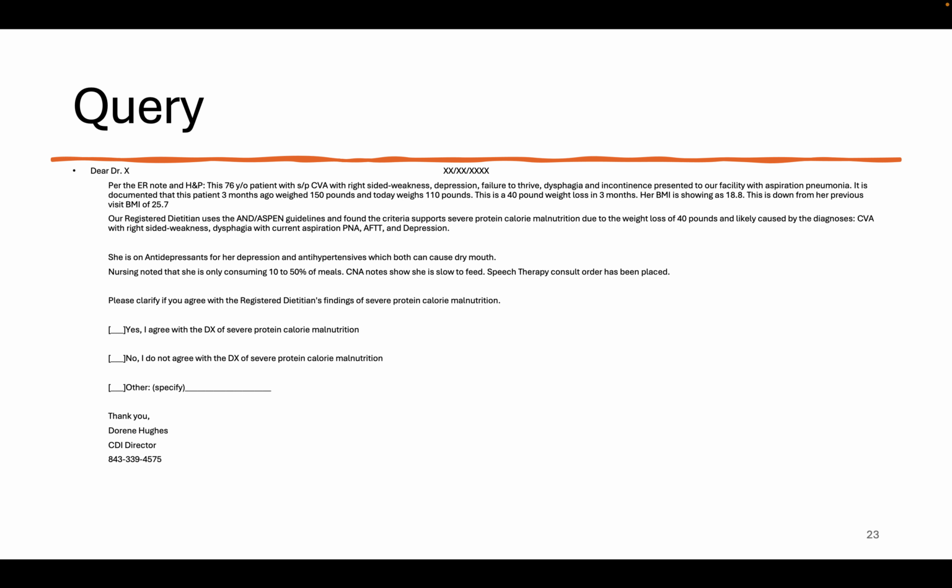Please clarify if you agree with the registered dietitian's findings of severe protein calorie malnutrition. So we have yes, I agree with the diagnosis of severe protein calorie malnutrition, or no, I disagree with the diagnosis of severe protein calorie malnutrition. And then you always leave a spot for other so that they can clarify. You always want to put a yes, a no, and an other. Other should always be with a yes and no query. And then you put your name, your title, and a phone number where they can contact you.